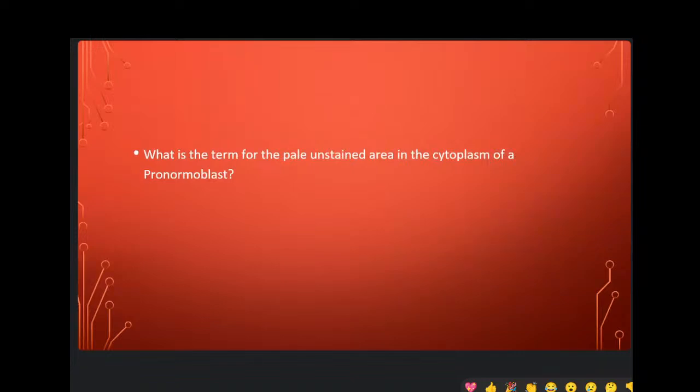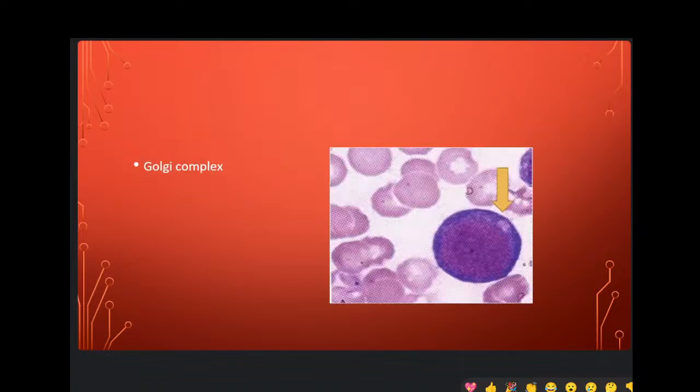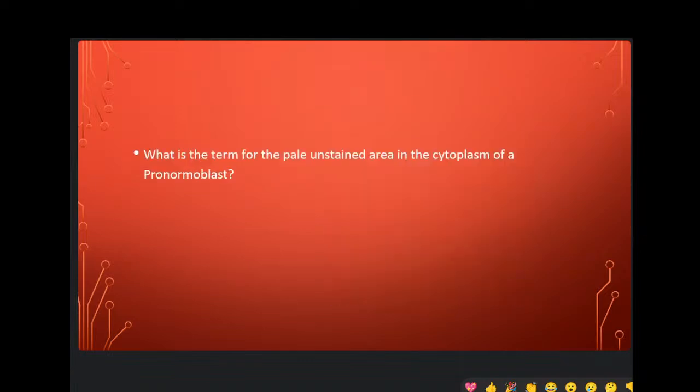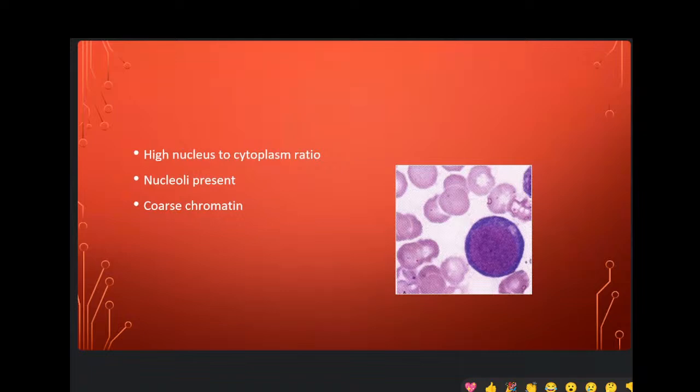The pale, unstained area in the cytoplasm of a pronormoblast is termed as what? The Golgi apparatus. Let's go back to the previous slide. Back to the previous slide. There. Where do you think the Golgi apparatus is there?